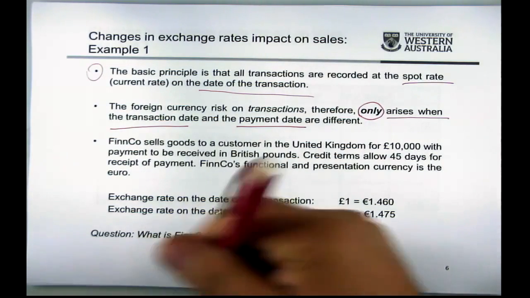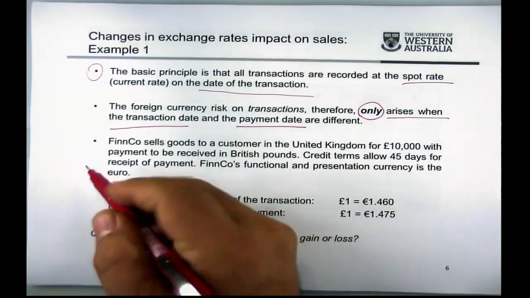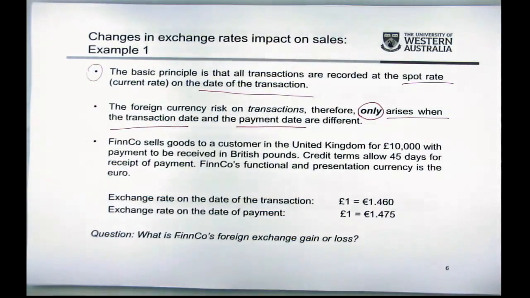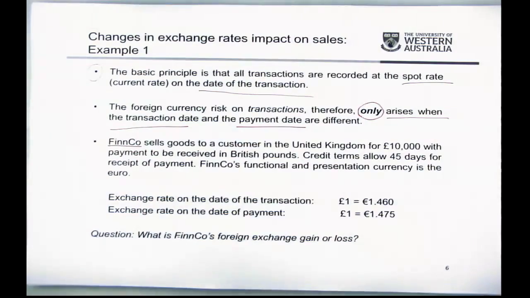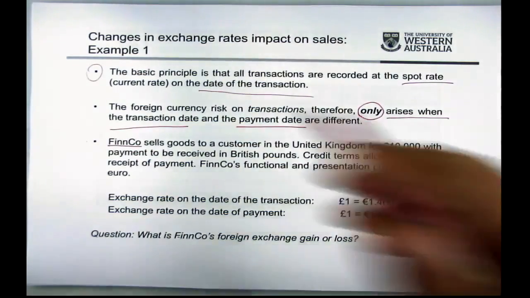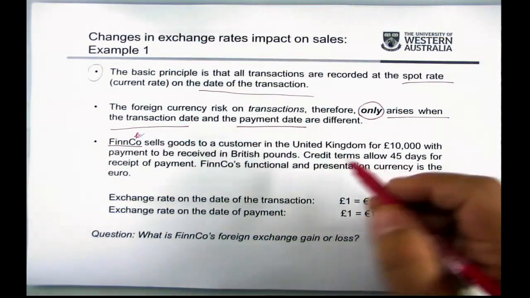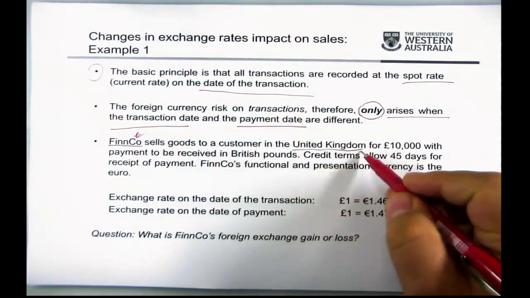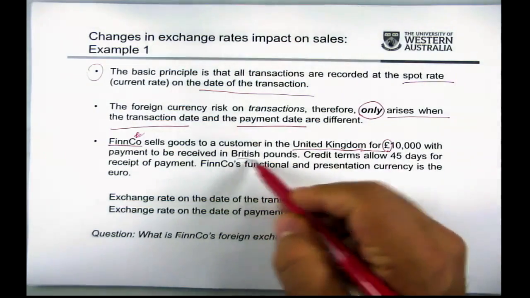Let us see how to account for this risk and the gain and loss that may arise. Let us see this example. Finco sells goods to a customer in the UK. We know that Finco is a Finnish firm, for example, and we know that the functional and the local currency is the euro, whereas the UK is still using the pound, with payment to be received in British pounds.